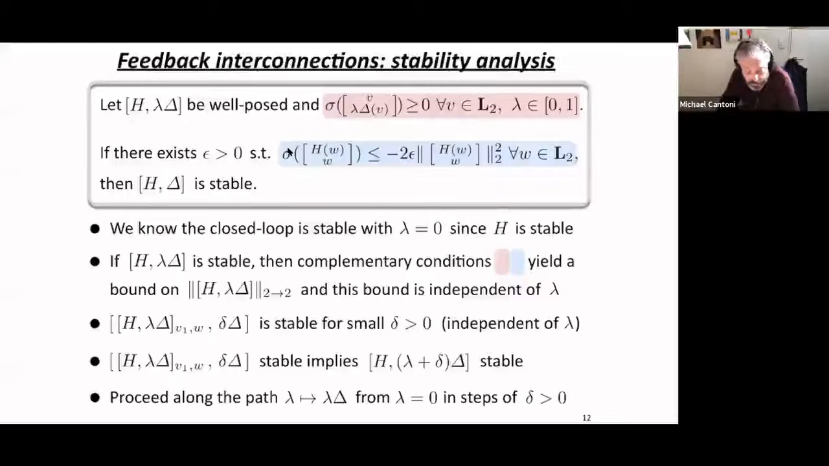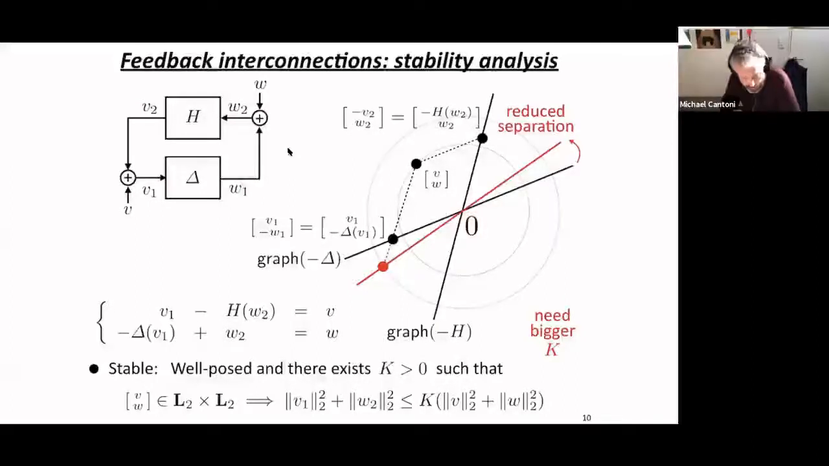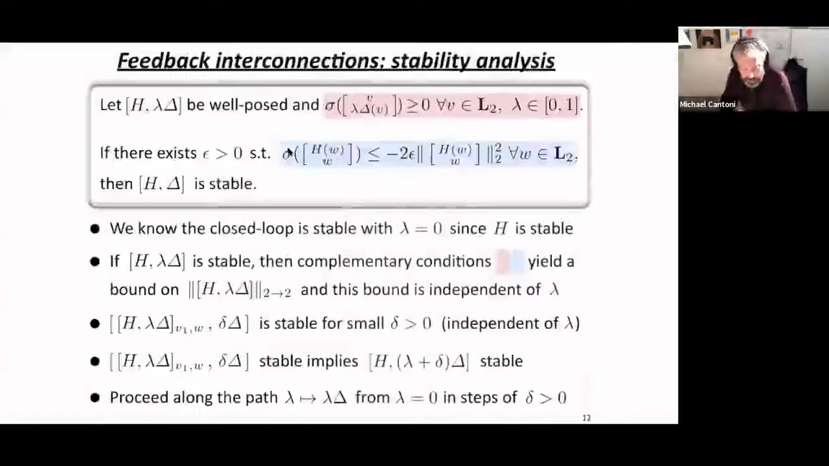Okay, so the way this works is that, well, we know that the closed loop is stable with lambda equals 0 because H is stable, right? So if I've got a stable H here and I put 0 here, no matter what I put in here, the internal signals will be in L2, okay? This will always be 0, right? So this will be whatever W is, and this will be whatever H spits out in response to W plus V, okay, which still gives you 0 out. So we know that at the start of this path, the closed loop interconnection is stable.